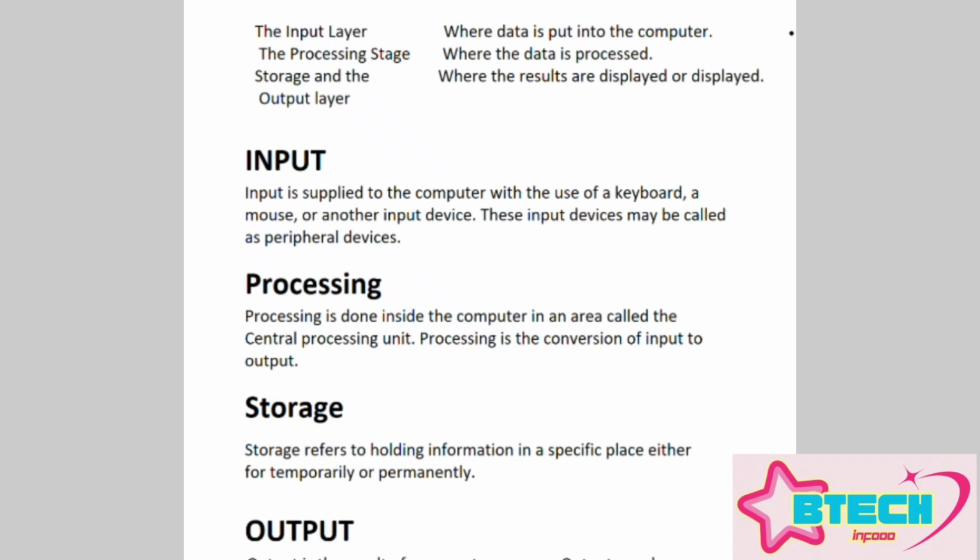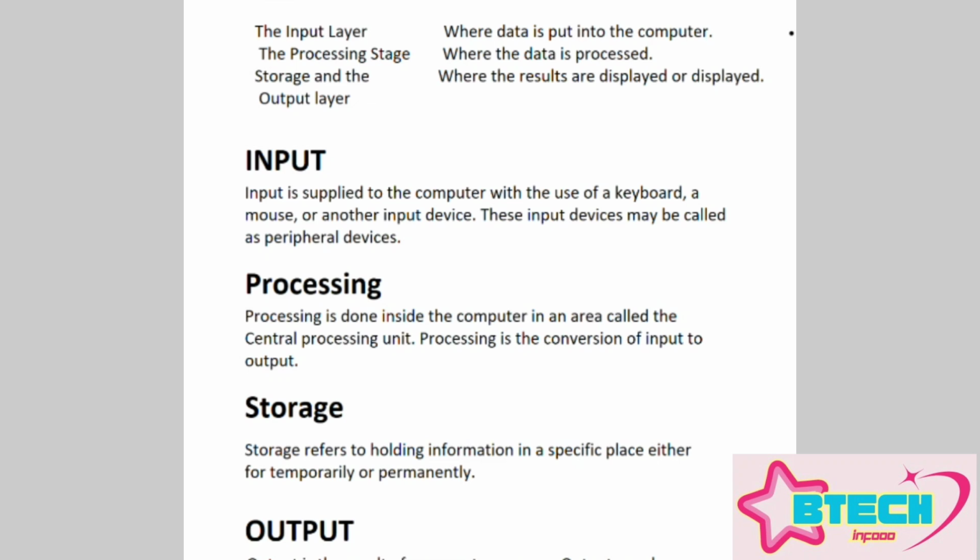Storage. Storage refers to holding information in a specific place either for temporary or permanently. We can retrieve the data whenever we need it, and this data is stored in a temporary manner or in a permanent manner. Output. Output is the result of a computer process.